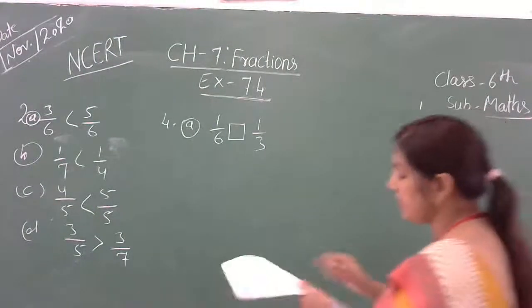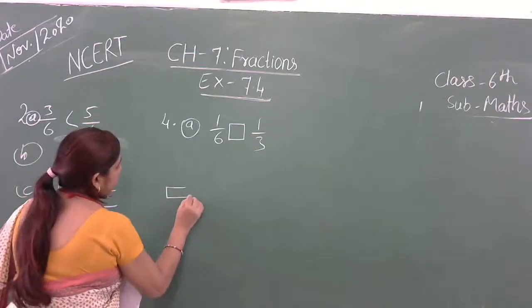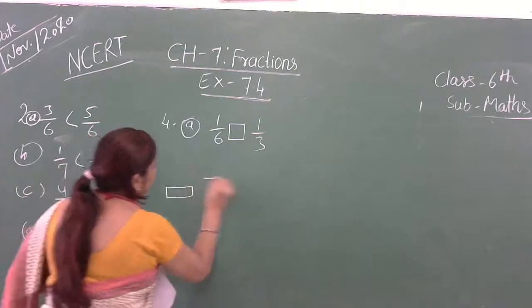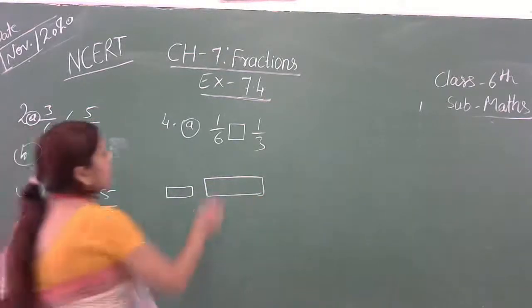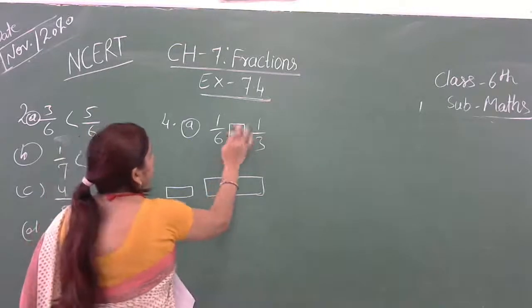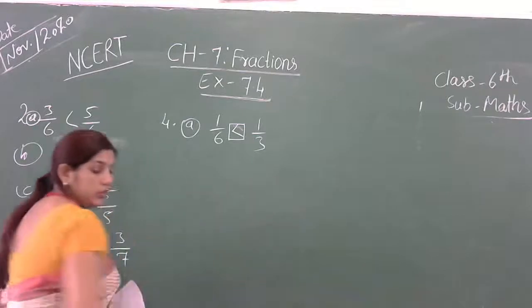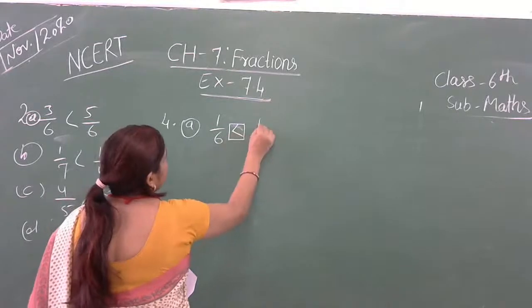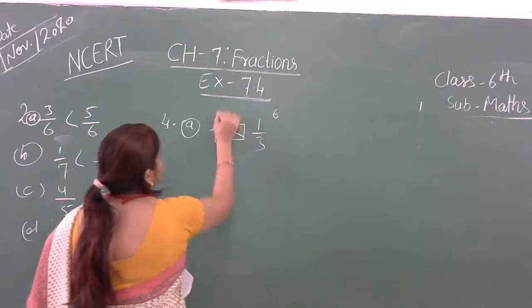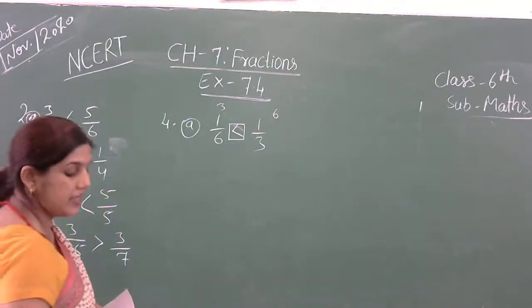So 1 upon 6 and 1 upon 3. If you observe this figure, 1 upon 6 is smaller, isn't it? Like this. ये आपका 1 upon 6 है and 1 upon 3 is greater, isn't it? So definitely through the figure 1 upon 3 is greater. Through the figure, or cross multiply 6 into 1. So you will get 6 and here 3. In this case also this fraction is greater, isn't it?